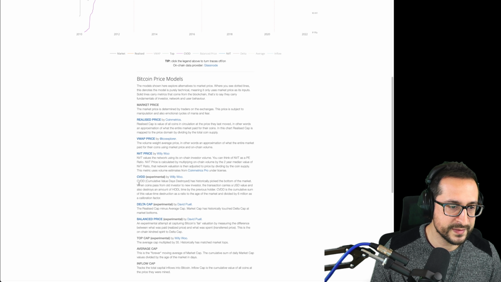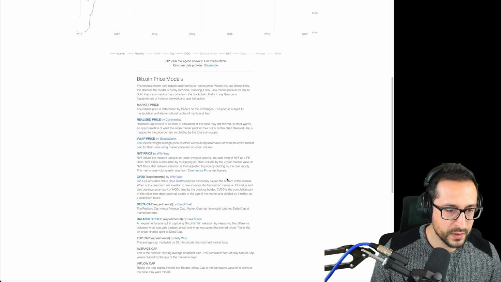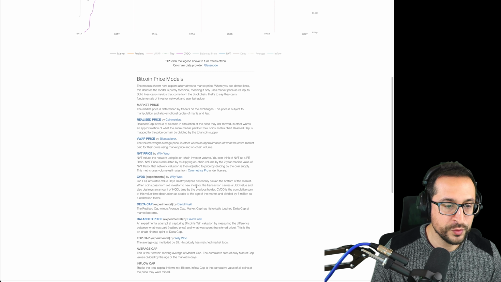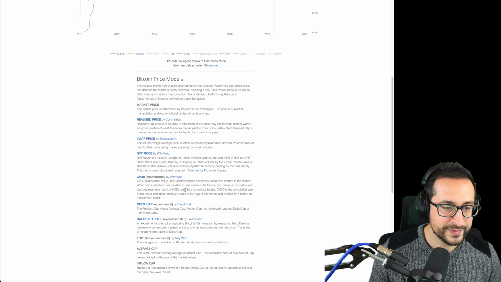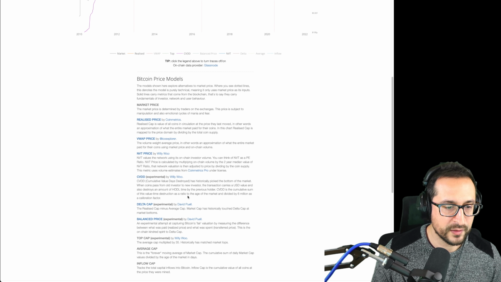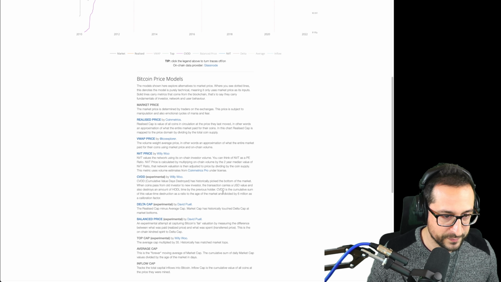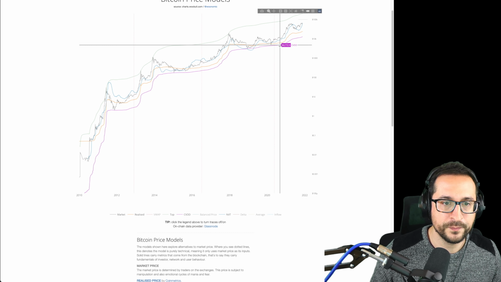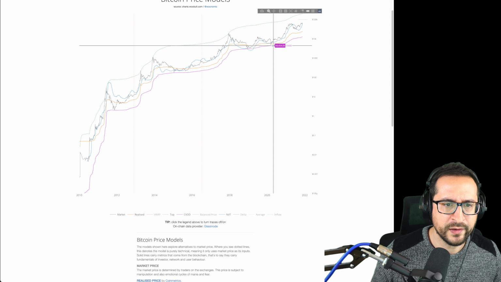The other one that is being used is CVDD, which is tagged as experimental by Willy. It stands for Cumulative Value Days Destroyed. It has historically pinpointed the bottom of the market. When coins pass from old investors to new investors, the transaction carries a USD value and also destroys an amount of HODL time by the previous holder. CVDD is the cumulative sum of this value-time destruction as a ratio to the age of the market and divided by 6 million as a calibration factor. I hope that makes sense, but it's this one here, the one in pink or purple, depending on how you see it. As you can see, it's very good for spotting bottoms, very close to the bottom here.